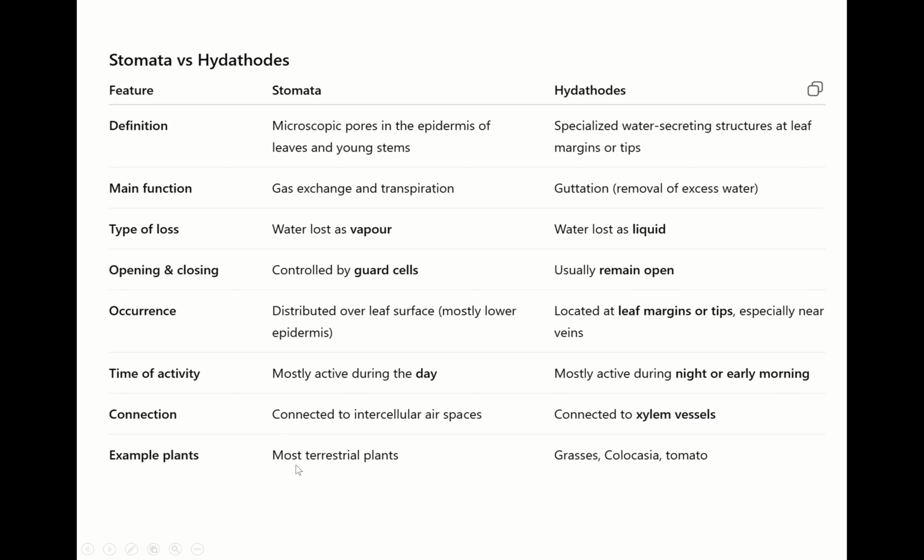So that's it, friends. And what are the examples for this? Most terrestrial plants show transpiration, whereas for hydathodes, we can see guttation in grasses, colocasia, and tomato plants. Both in monocots and dicots. So you can find guttation in both monocots as well as in dicots.